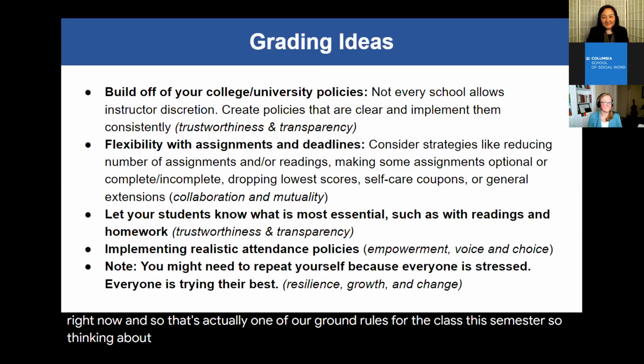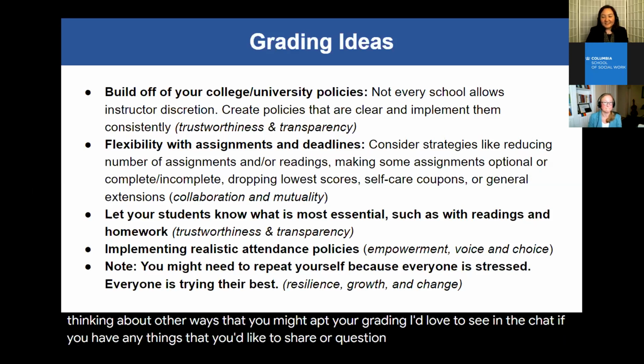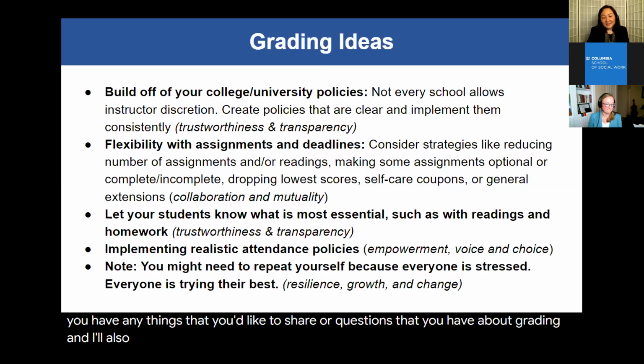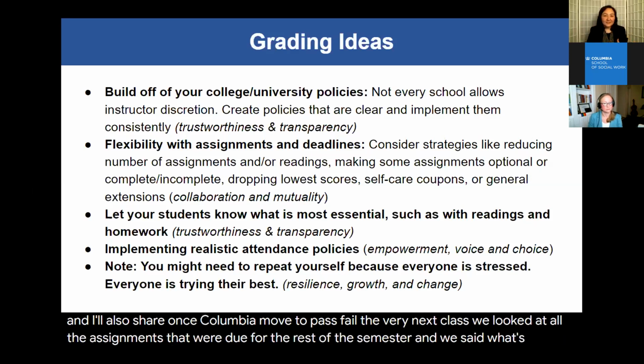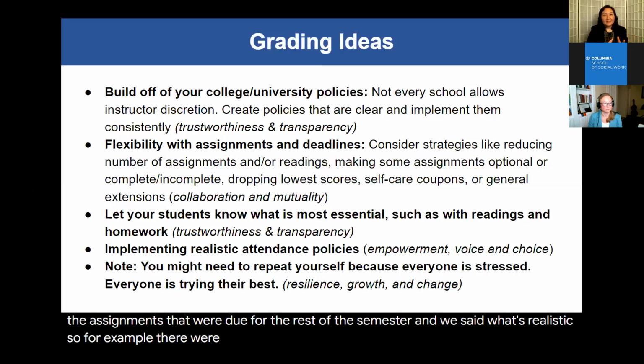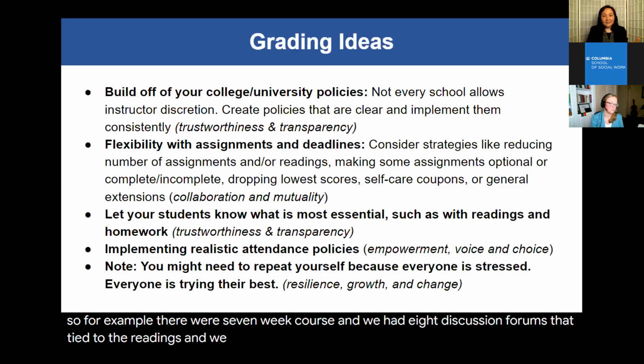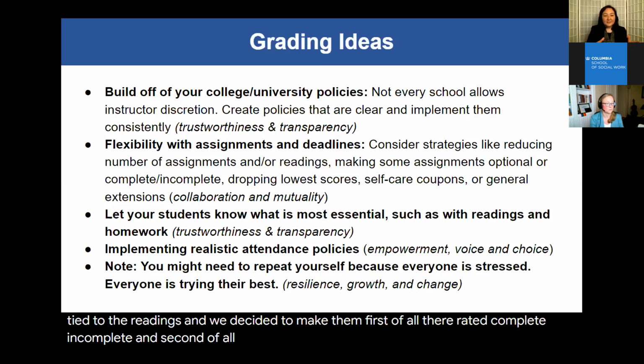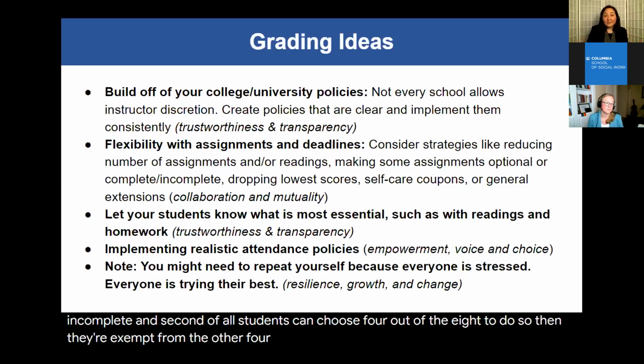So thinking about other ways that you might adapt your grading, I'd love to see in the chat if you have any things that you'd like to share or questions that you have about grading. And I'll also share, once Columbia moved to pass-fail, the very next class, we looked at all the assignments that were due for the rest of the semester, and we said, what's realistic? So for example, it's a 7-week course, and we had 8 discussion forums that tied to the readings, and we decided to make them, first of all, graded complete, incomplete, and second of all, students can choose 4 out of the 8 to do. So then they're exempt from the other 4, or they can choose to do them all.